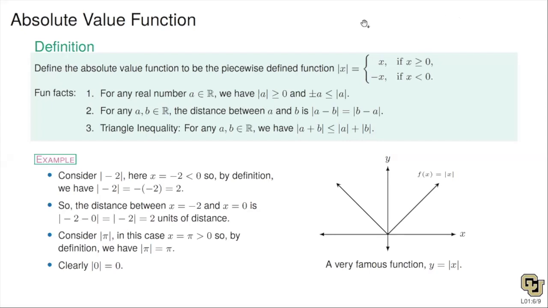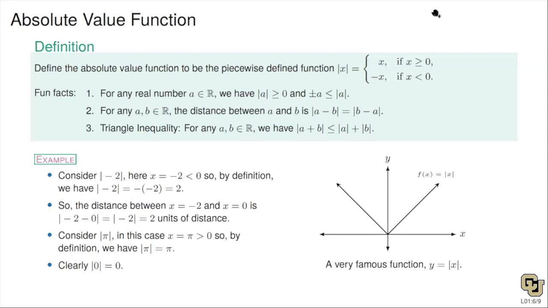So just to put everything in perspective, we first started talking about functions, which are input-output machines. And our rule for a function is for any input, there can only be one output. We can never send one input to two different outputs. So then we start talking about piecewise defined functions. And so here is where the absolute value comes in. This is a very famous, a very well-known piecewise defined function.